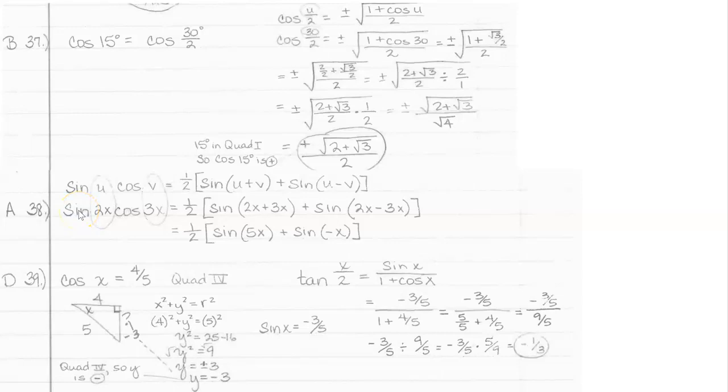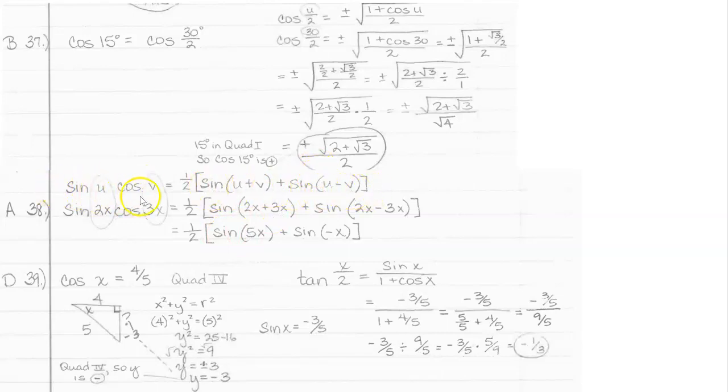All right, problem number 38 says to rewrite sine 2x cosine 3x as a sum using the formula sine u cosine v is equal to 1/2 [sine (u plus v) plus sine (u minus v)]. So the formula that you're supposed to use is given.